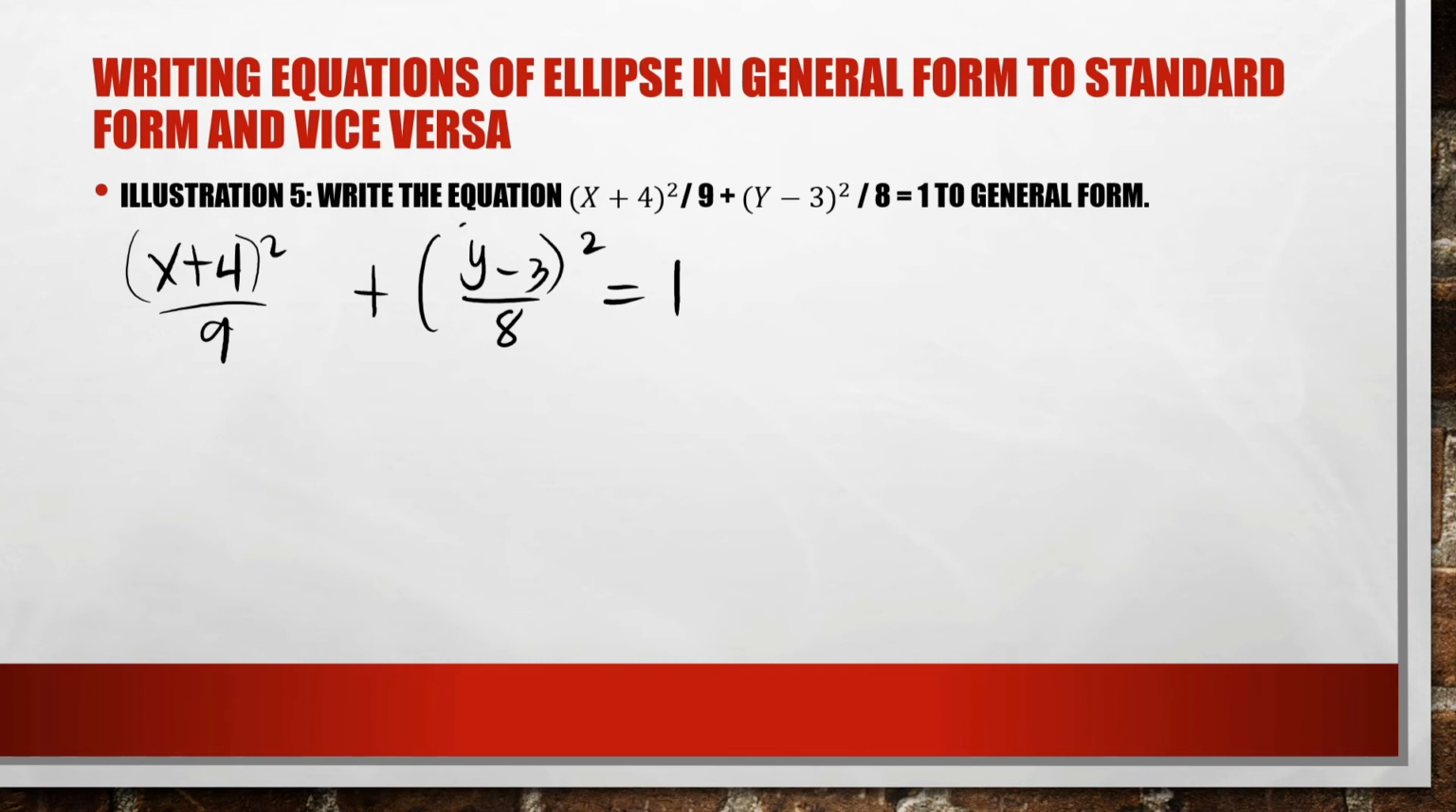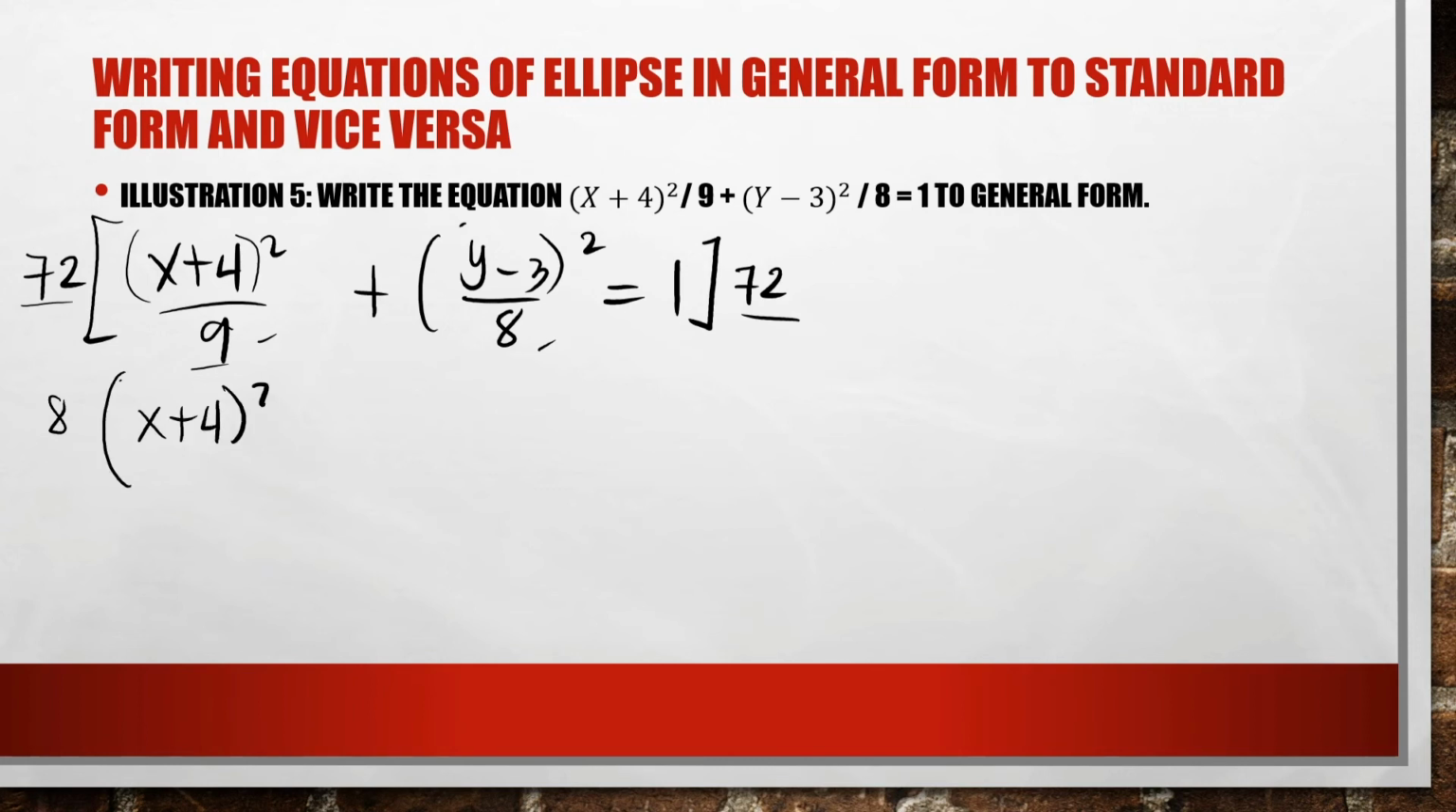So, una natin gagawin is multiply natin yung both sides by LCD ng dalawang denominator. So, yung LCD nila is 72. Then, distribute natin yung LCD. So, 72 over 9 is equal to 8 times (x plus 4) squared plus 72 over 8 is equal to 9.